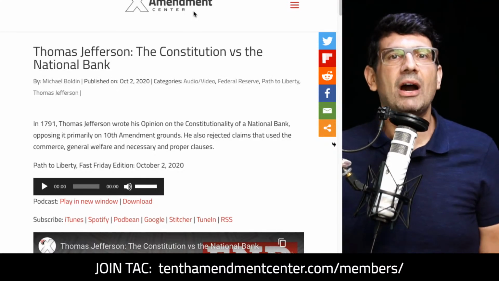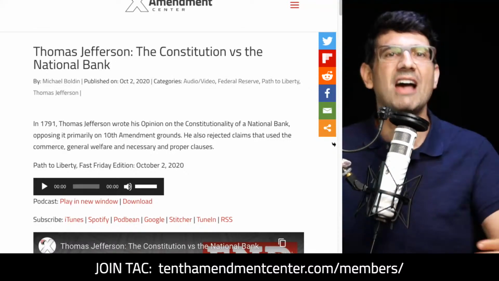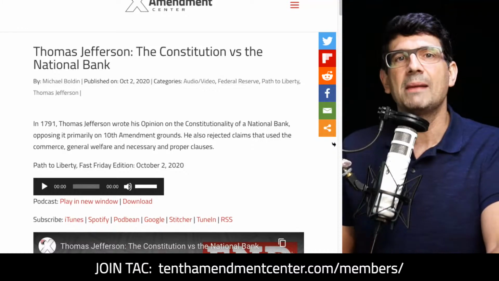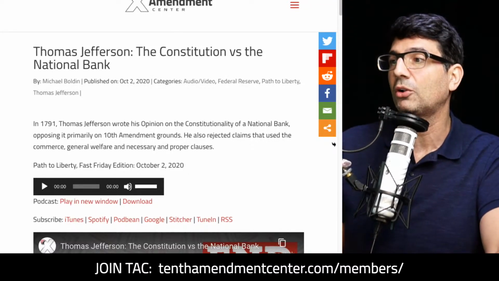Like, look, the powers not delegated are reserved to the states or to the people, so you don't have this delegated powers. But he also took on claims about the Commerce Clause, the General Welfare Clause, and the Necessary and Proper Clause.